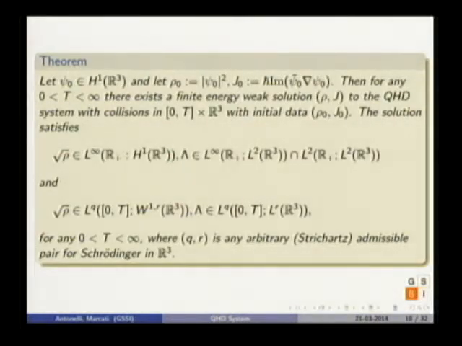So this is the theorem I want to prove. That's basically as before. Given any psi in H1, I can define a ρ0 and a J0 in the same way, and then I have a global finite energy weak solution, because I have it for any t from 0 to infinity. So I have a global finite energy weak solution, ρ and J, to the QHD system with collisions, and the solution satisfies this property here. So, we will go back to those properties later.